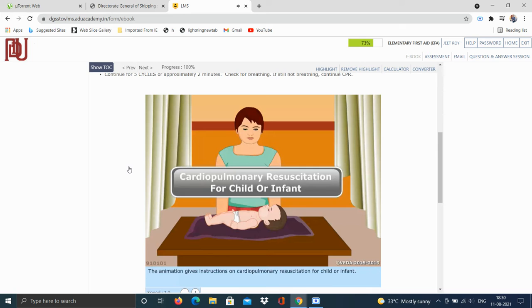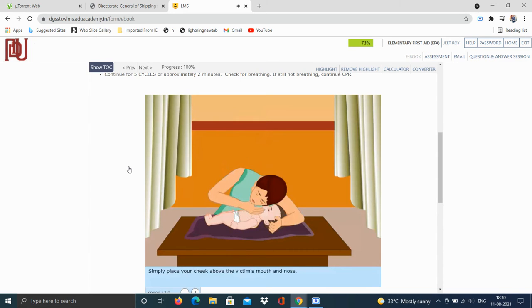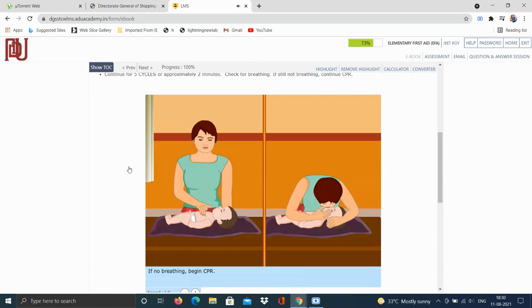The animation gives instructions on cardiopulmonary resuscitation for child or infant. Tap the victim on the shoulders and shout, "Are you okay?" Simply place your cheek above the victim's mouth and nose. Look for chest rise. Listen and feel for breathing for no more than 10 seconds. If no breathing, begin CPR.